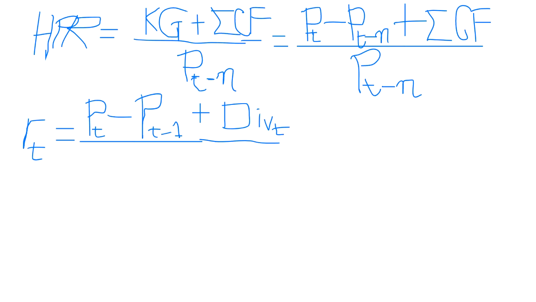And then the price at the initial price is, right? Price at time T minus 1. Okay. Now then, let's think about it.